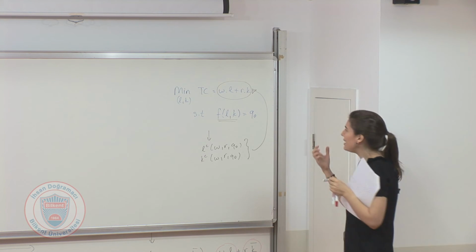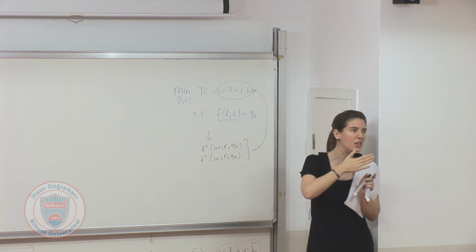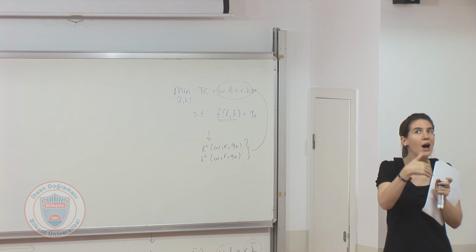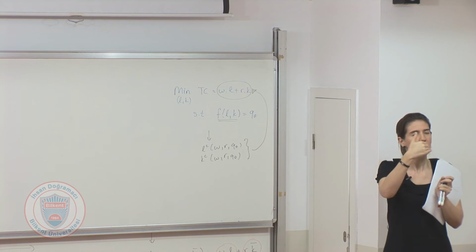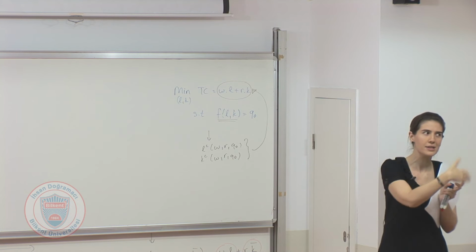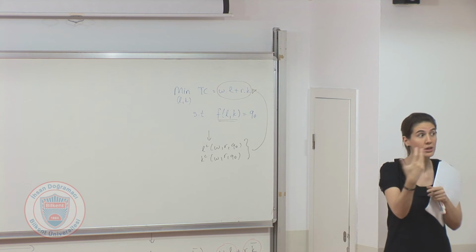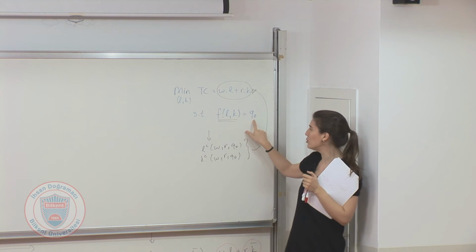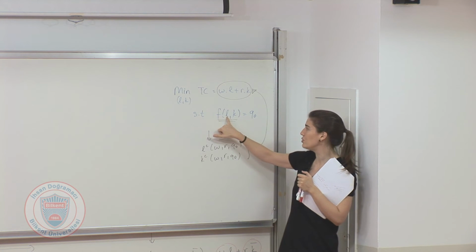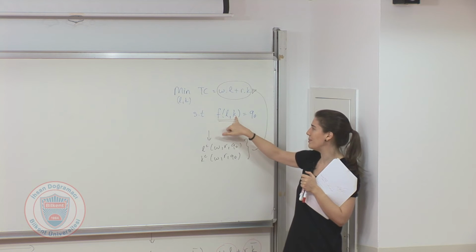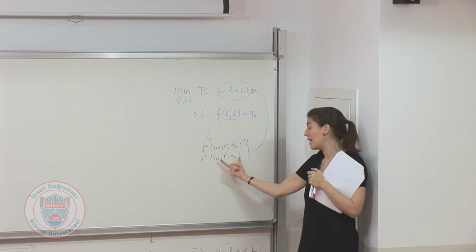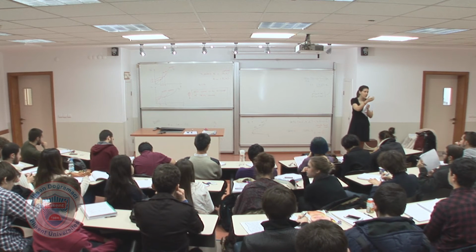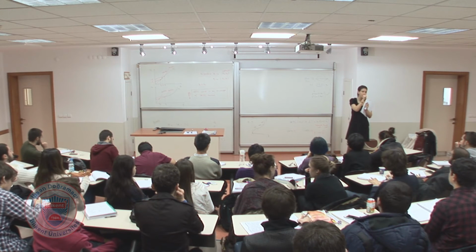Returns to scale means that if you would like to increase your quantity, so let's say, we can ask it like this, should you use twice as much capital and labor or less, okay? It depends. This determines if you would like to double this, whether you need to use double the amount of labor and capital, which would mean whether your cost would double or not, right? So given a wage level and rental rate level, right?